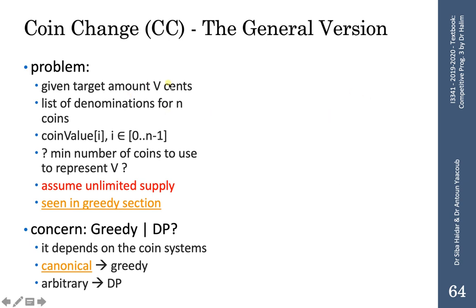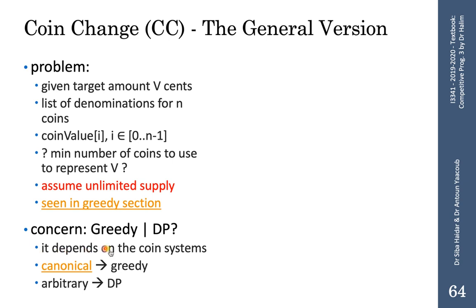Given a target amount V cents and a list of denominations for n coins, so we have the coin value of i for i between 0 and n minus 1. We are asked for the minimum number of coins to use in order to represent V. For this first version, we will assume that there is unlimited supply. So you can use as many coins as you want from each type.